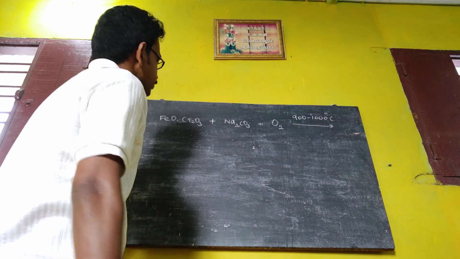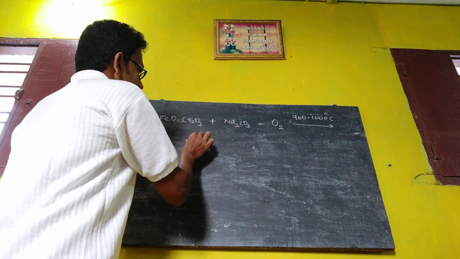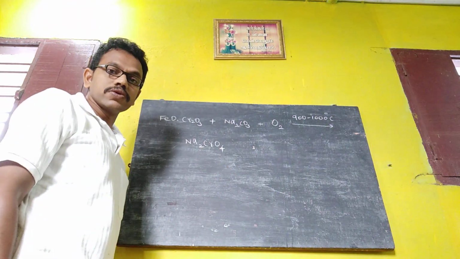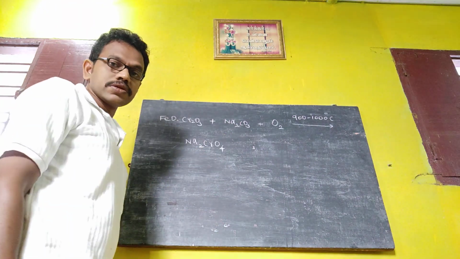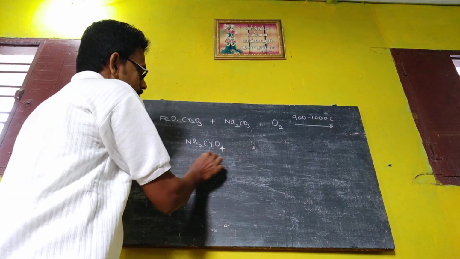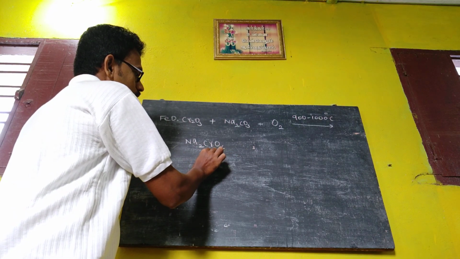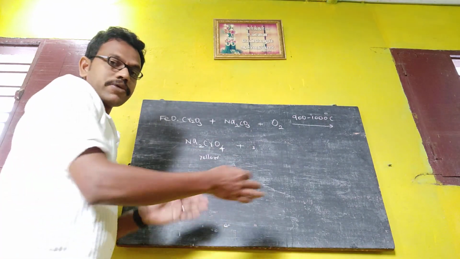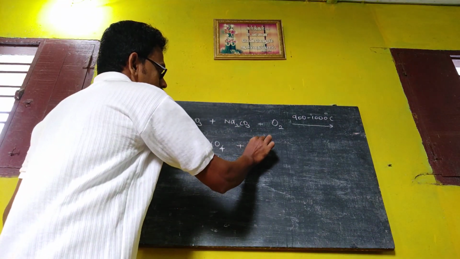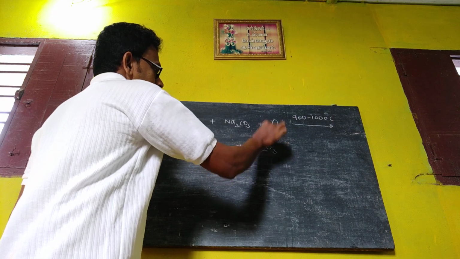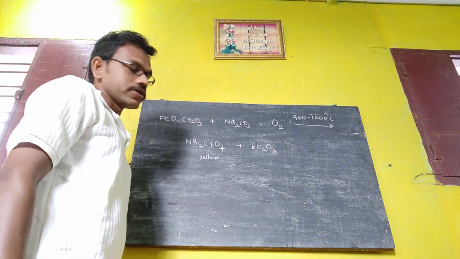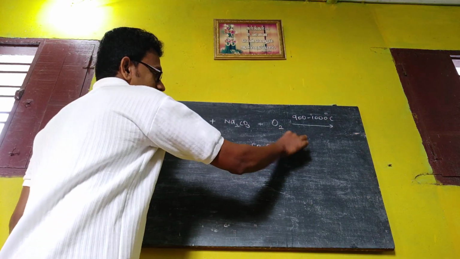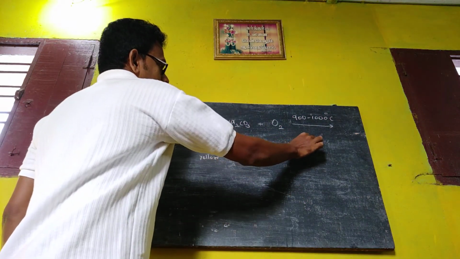So we can get sodium chromate, Na2CrO4, that is sodium chromate. The color is yellow. Then the byproduct Fe2O3, iron oxide, is a rust. Then CO2.